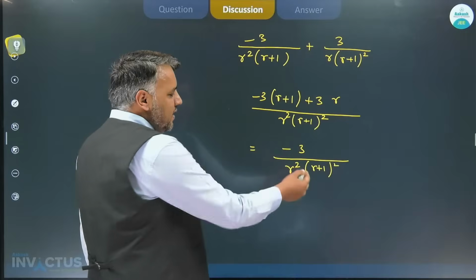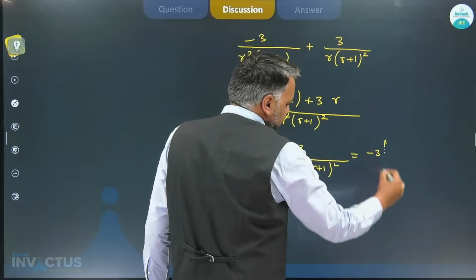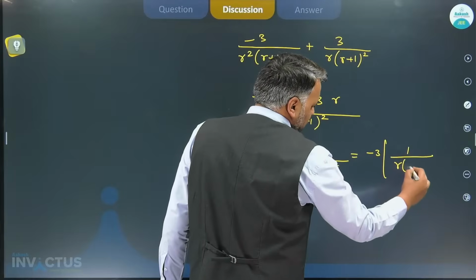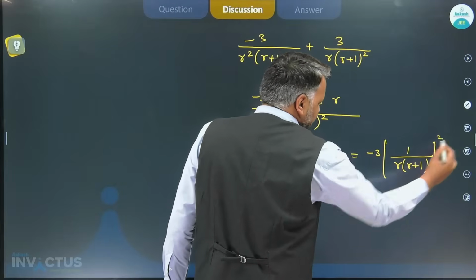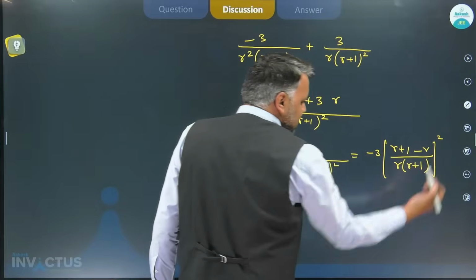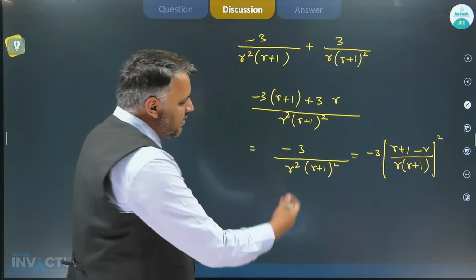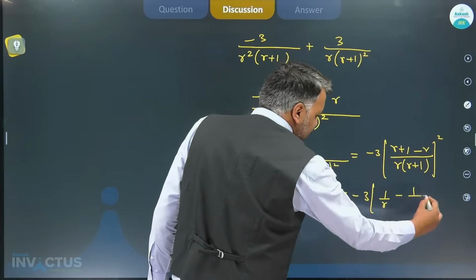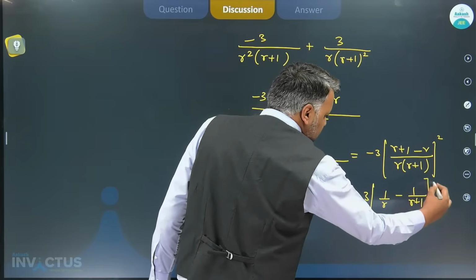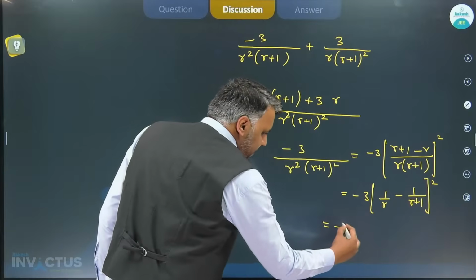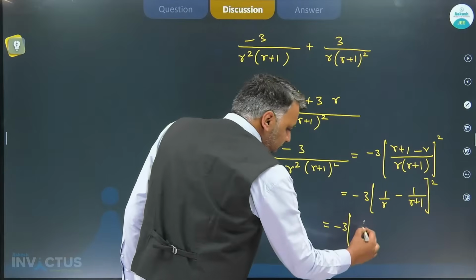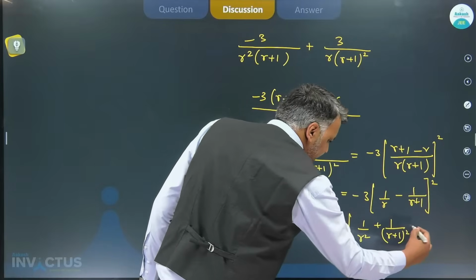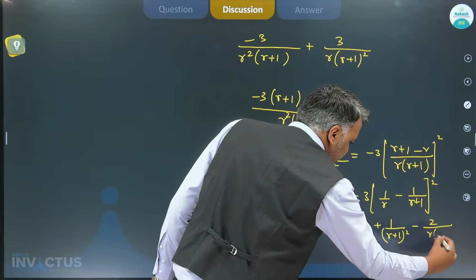Again we can break this. This is minus 3 into 1 upon (r plus 1) whole square, and you can write here (r plus 1) minus r. Again dividing separately, this will be minus 3 into (1 by r minus 1 by (r plus 1)) whole square. So it will be minus 3 into (1 by r square plus 1 by (r plus 1) whole square) and minus 2 upon (r plus 1).